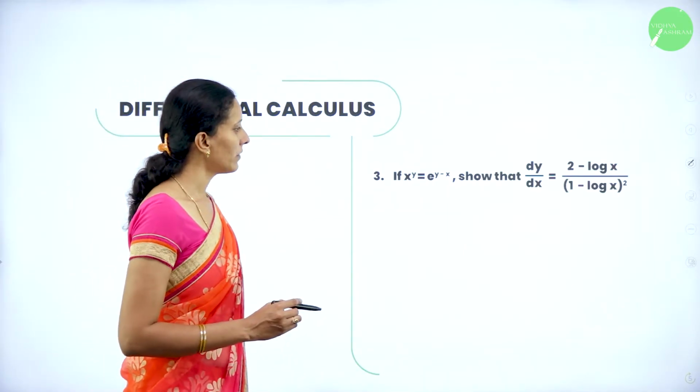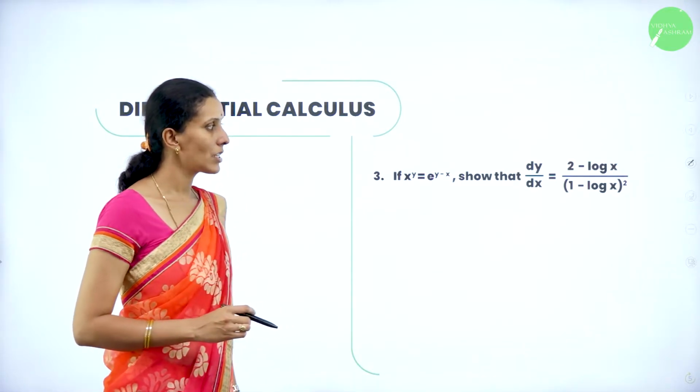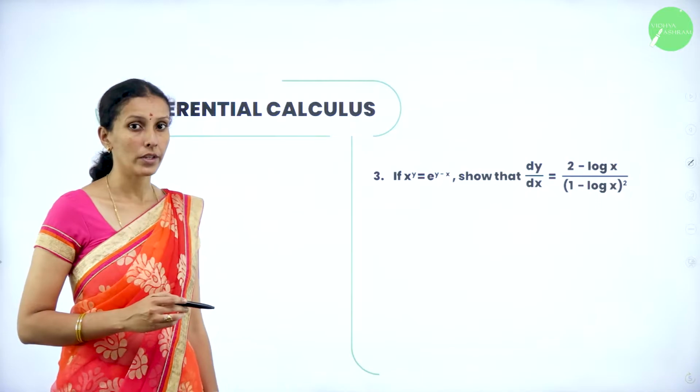Next we have: if x power y is equal to e power y minus x, show that dy by dx is (2 minus log x) divided by (1 plus log x) whole square.